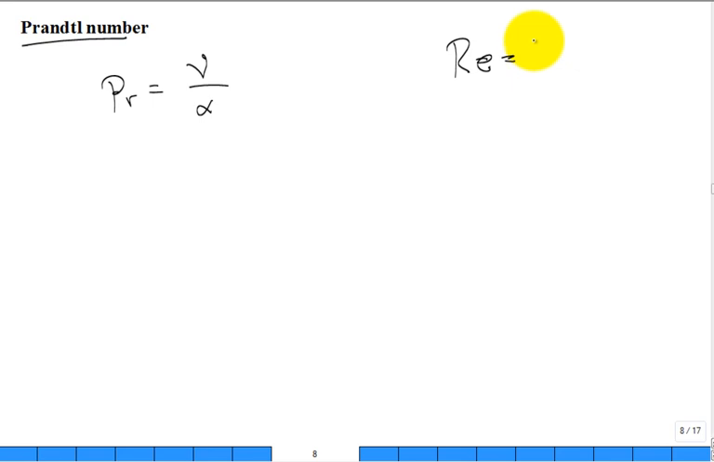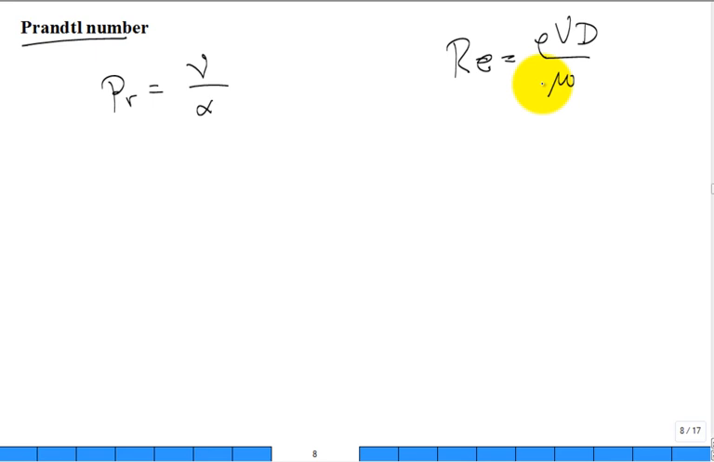Rho, velocity, d over mu. Ta-da. That would be for flow in a pipe and the critical value of 2300 to characterize the difference between laminar and turbulent flow in a pipe. Or there's other ones that you can write. You could use length as a scale, or u infinity as the velocity.